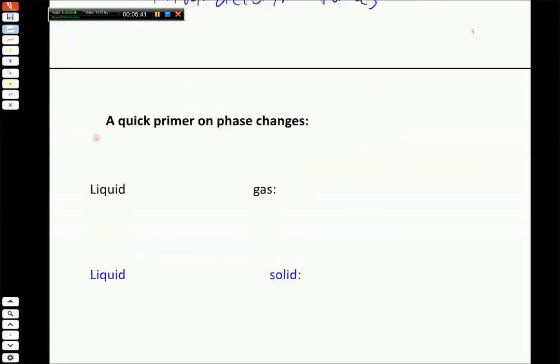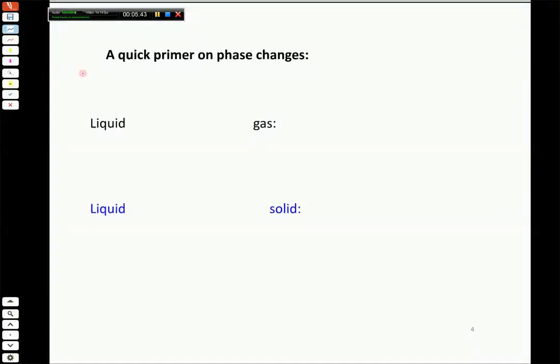Before we get into talking about intermolecular forces, let's get a quick primer on phase changes, because as I said, this chapter of the course deals with condensed phases, liquids and solids. One of the key effects of these intermolecular forces is that they influence these phase changes, these properties of interchanging between liquid and gas, liquid and solid, and so on.